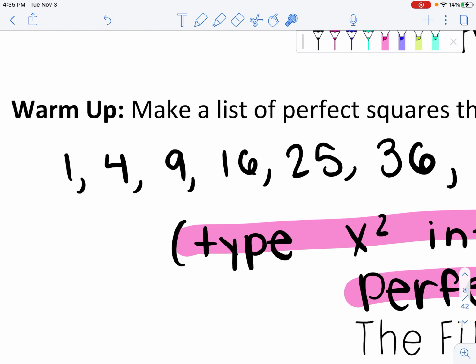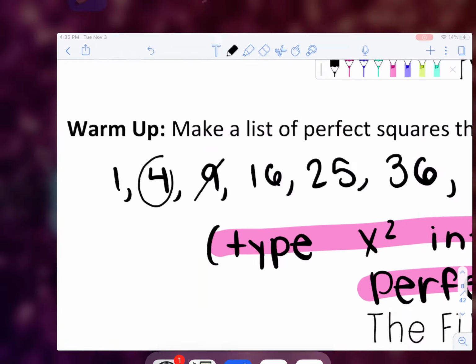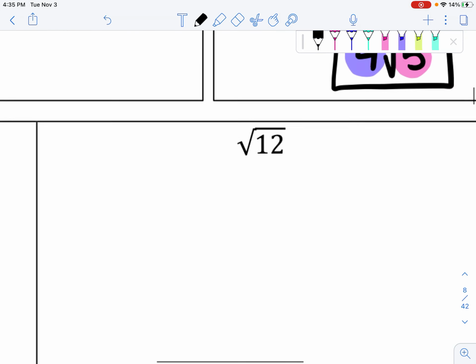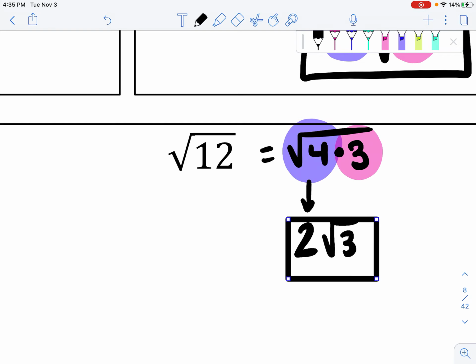So that's where I move to the next perfect square. So 9 didn't work, so I try my next one, which is 4. All right, let's try that. 12 divided by 4. It does. 12 divided by 4 is 3. So what I can do is rewrite this 12 as 4 times 3. That's a true statement. 4 times 3 is in fact 12. But the reason why I wanted to do this is because 4 is a perfect square. So that gets to leave the radical. It comes out as a 2. 3 is not a perfect square. So 3 is stuck. So this gives me 2 square root of 3.